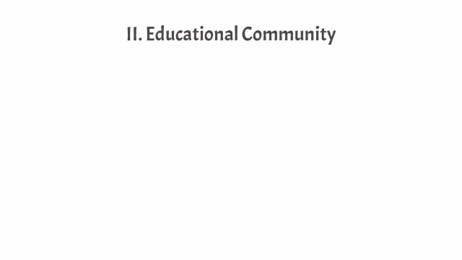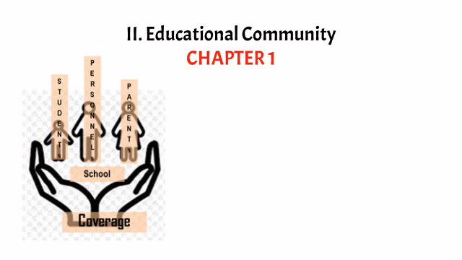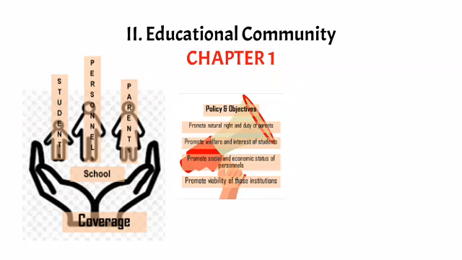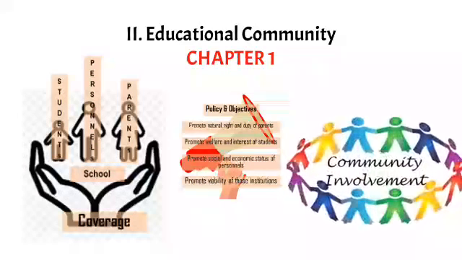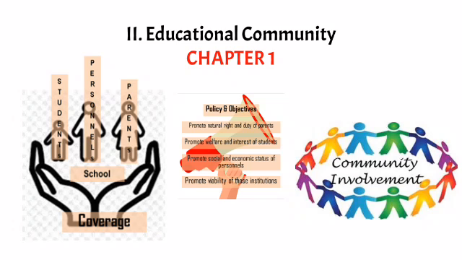Next, Number 2, Educational Community, Chapter 1, states that the parents, personnel, and schools shall ensure the welfare and interest of the students by doing their duties and responsibilities in a participative and collaborative manner.